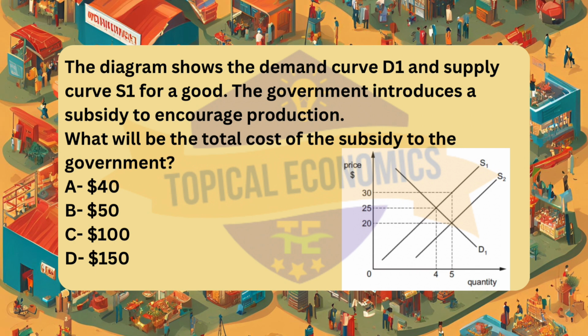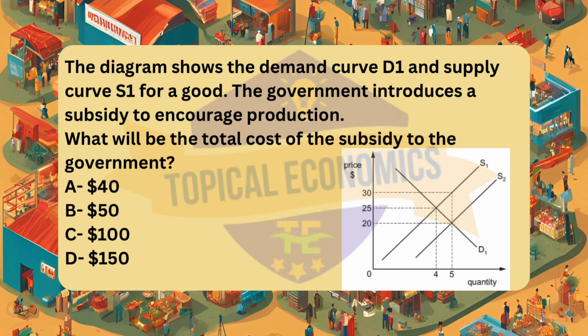First, let us see subsidy per unit. After the subsidy is introduced, we can identify the price producers receive and the price consumers pay. Based on the question, it seems the price producers receive is $30 and the price consumers pay is $25. The subsidy per unit is the difference between these two prices. Here, subsidy per unit equals 30 minus 25 equals 5.